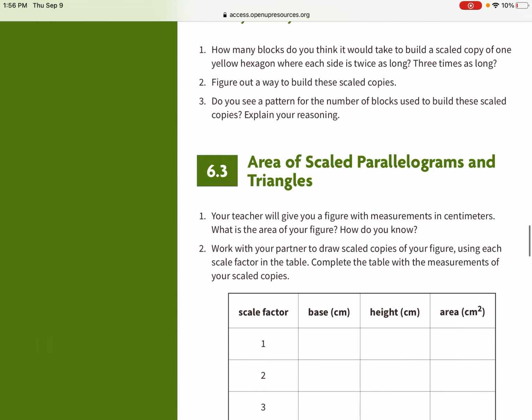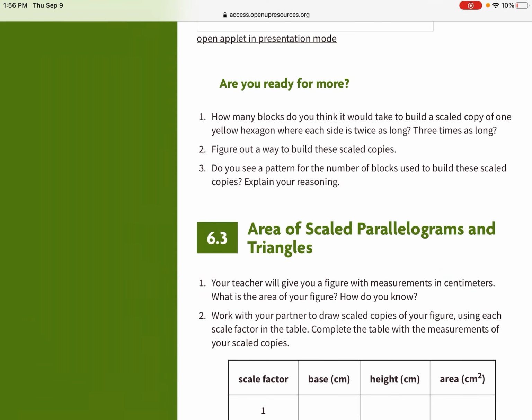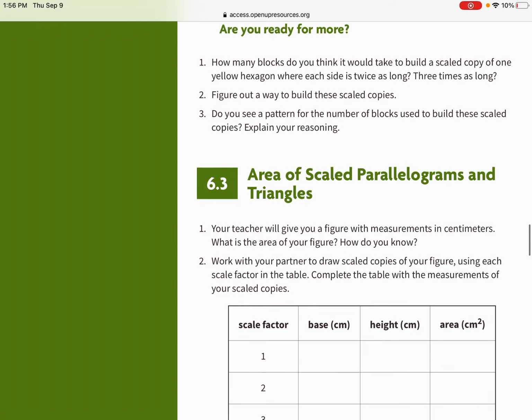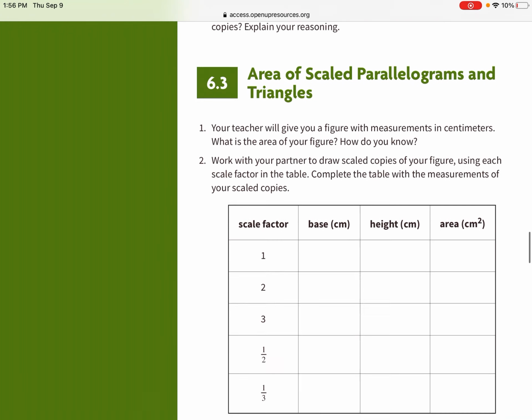So now let's go down to 6.3. Are you ready for some more? We didn't cover that in class. I'm not going to go over that. It kind of shows the same thing, that you're going to have that same scale factor.